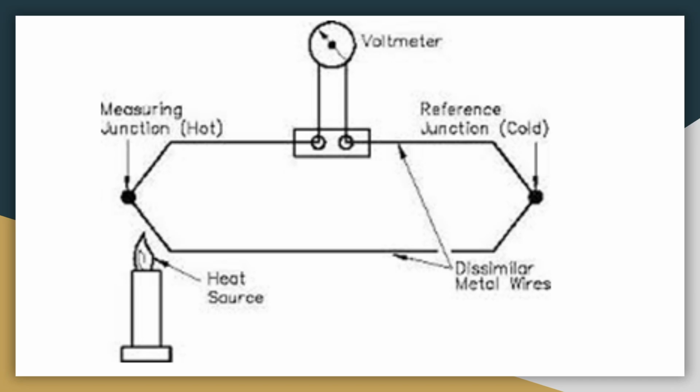Basically, when the temperature rises, there's a reference junction and a measuring junction, right? So when the temperature increases, due to the difference in the temperatures in the junctions, there is a variation in the voltage. Because resistance changes, right? You know that resistance and temperature are interrelated.